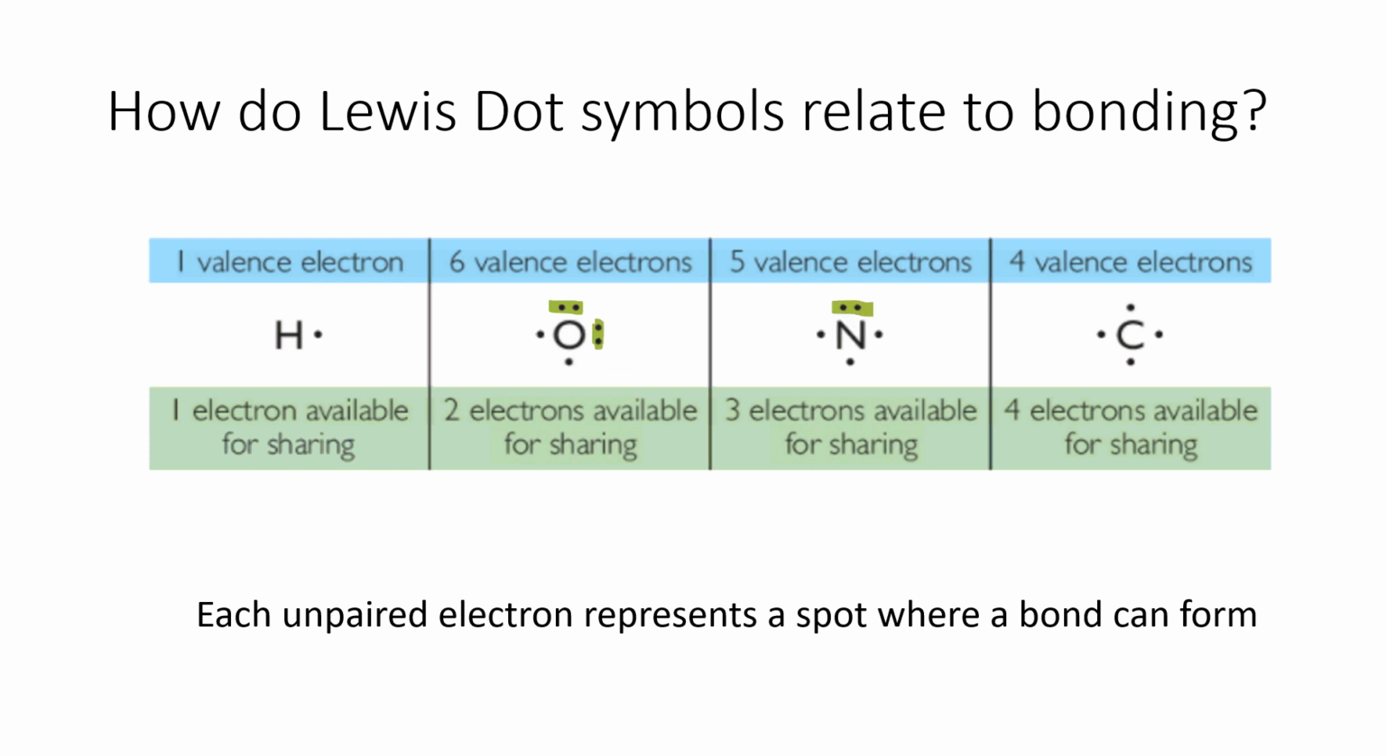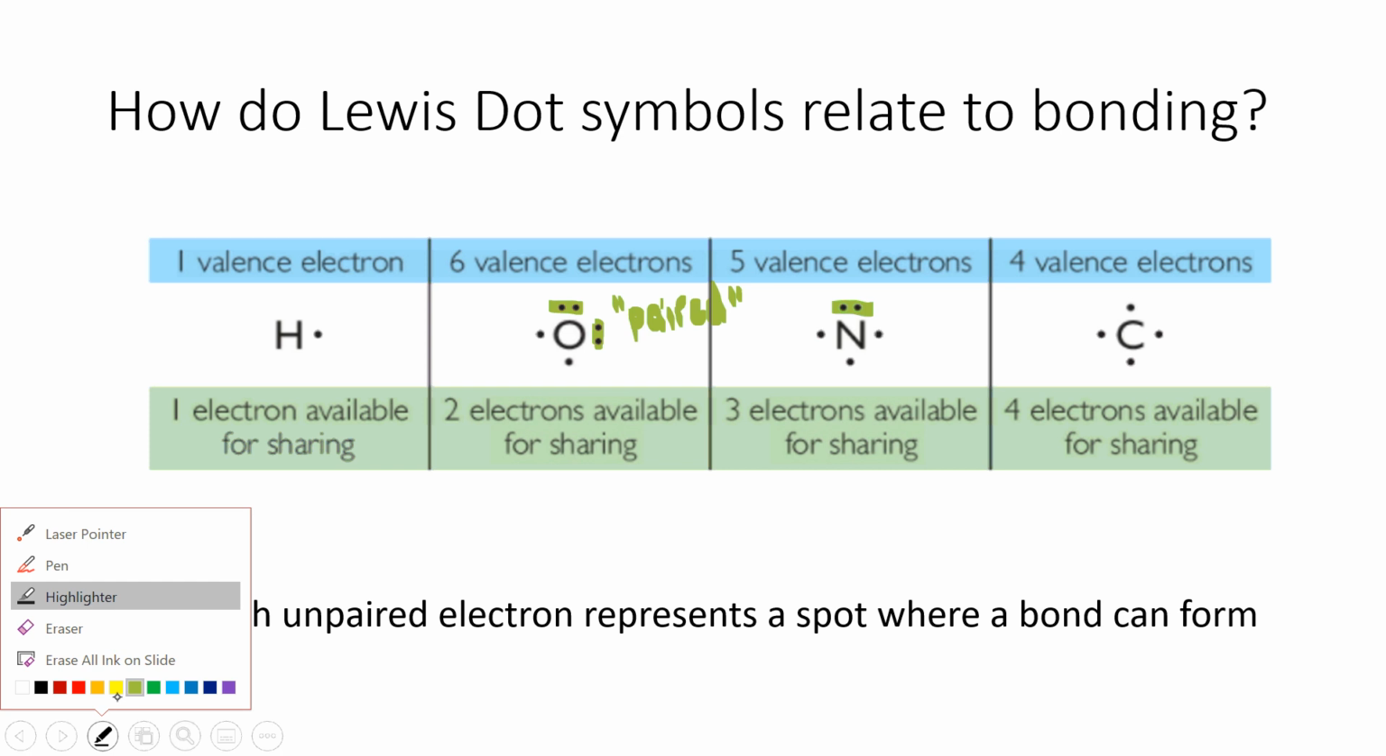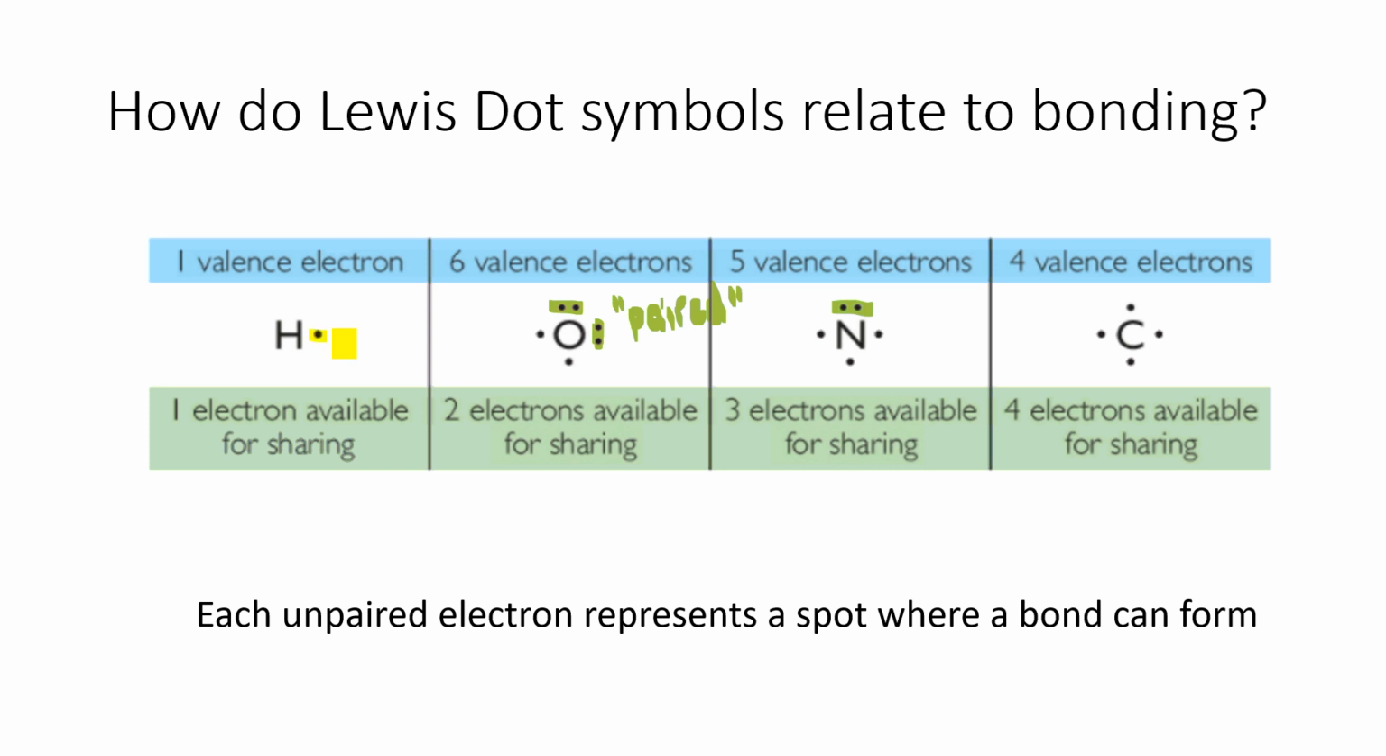These examples right here are what we call paired electrons, the ones I highlighted in green. So they have like a partner, right? There's 2 electrons that are kind of stuck together on one side of the atom. And these other ones over here, so this one right here, and then these 2, and then these 3, and then these 4 over here, these are what we call unpaired electrons. So they're kind of lonely electrons hanging out by themselves. And each unpaired electron represents a spot where a bond can form.